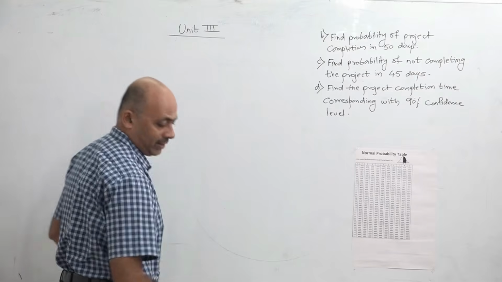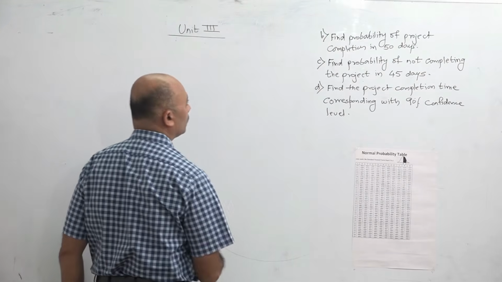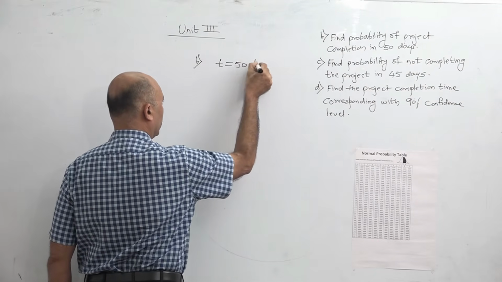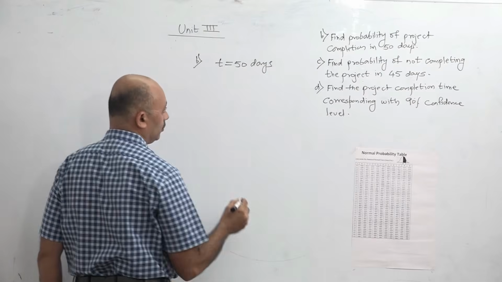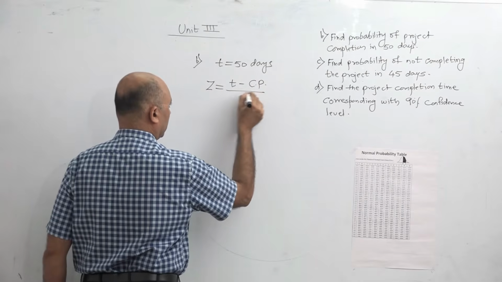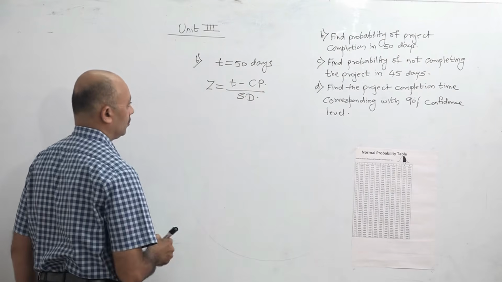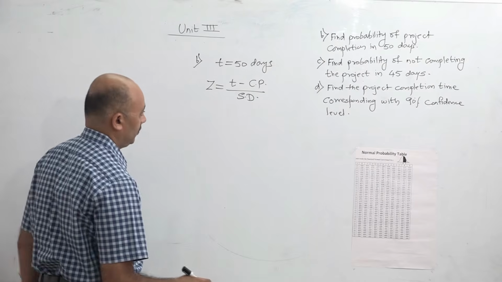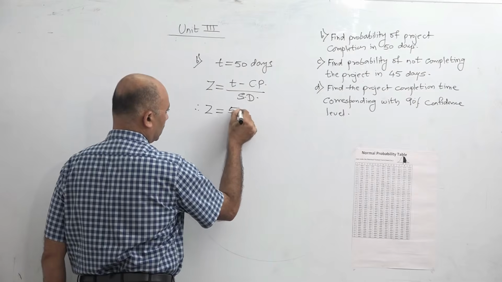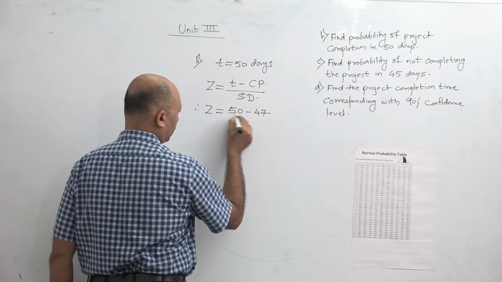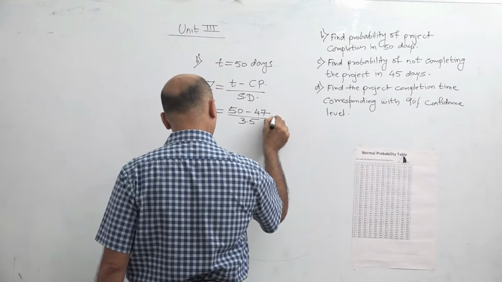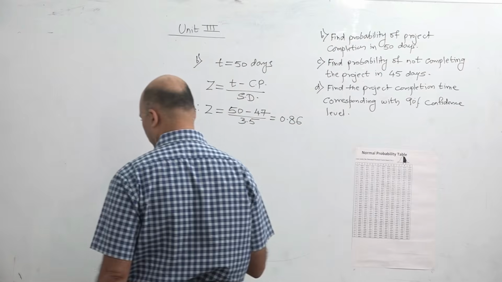So the first question is: find probability of project completion in 50 days. So we will start with B. Now the time given, T value, is 50 days. For all probability questions, we use the Z formula, that is Z is equal to T minus critical path divided by standard deviation. This is the standard formula we use for all probability based questions. So now we will calculate the Z value. Z is equal to time is 50, critical path was 47 days, and SD was 3.5. So when you solve this, you will get Z value equal to 0.86.